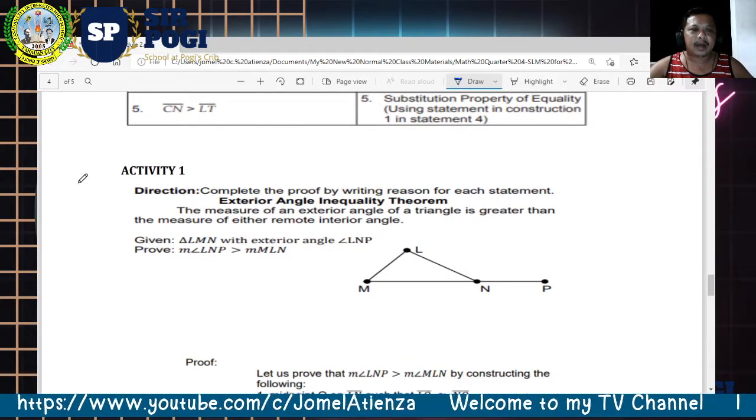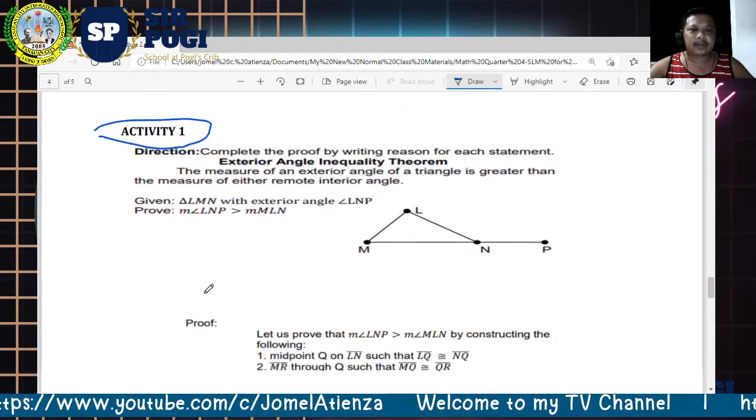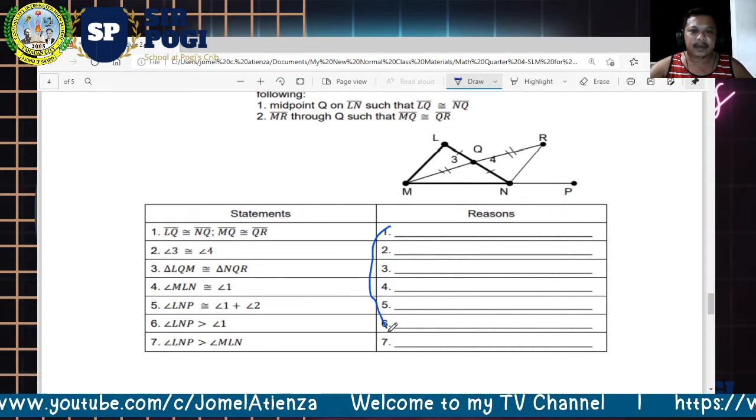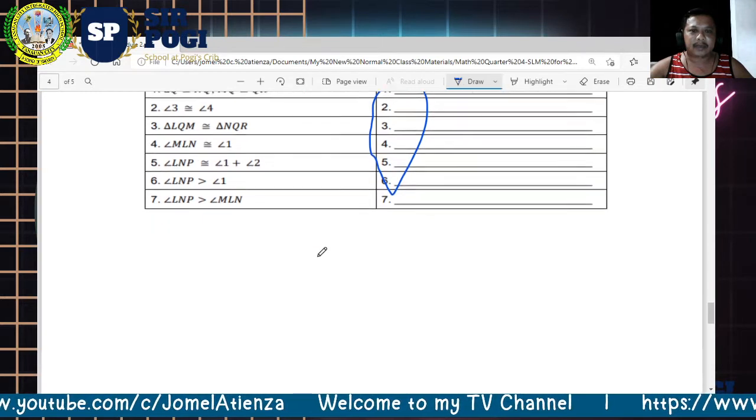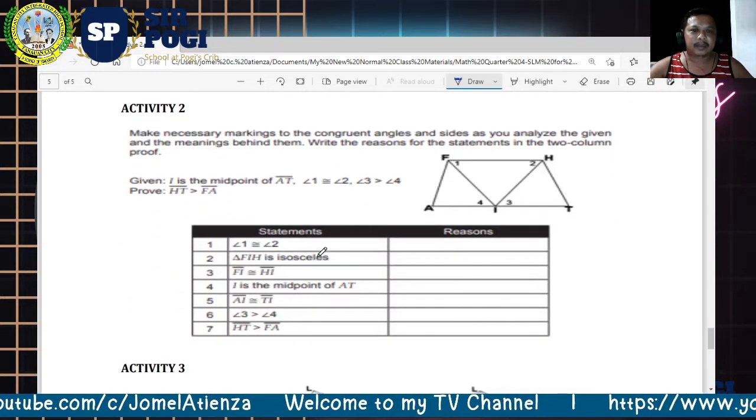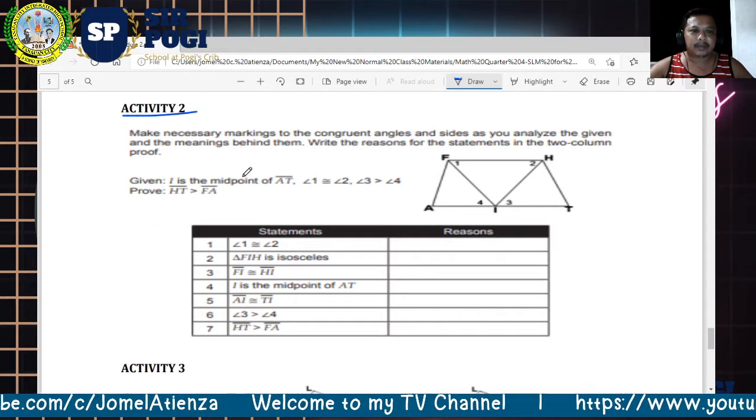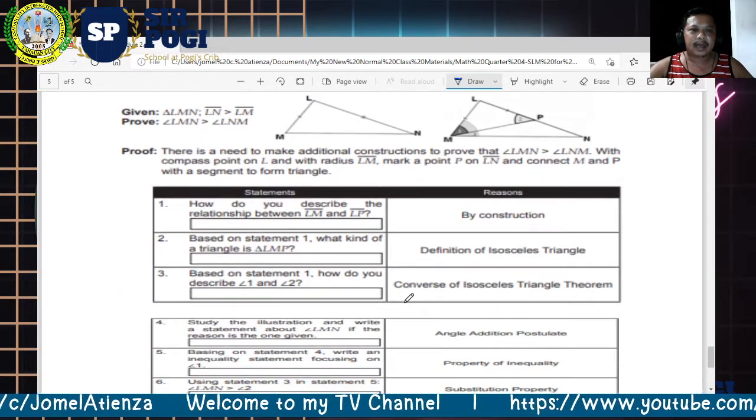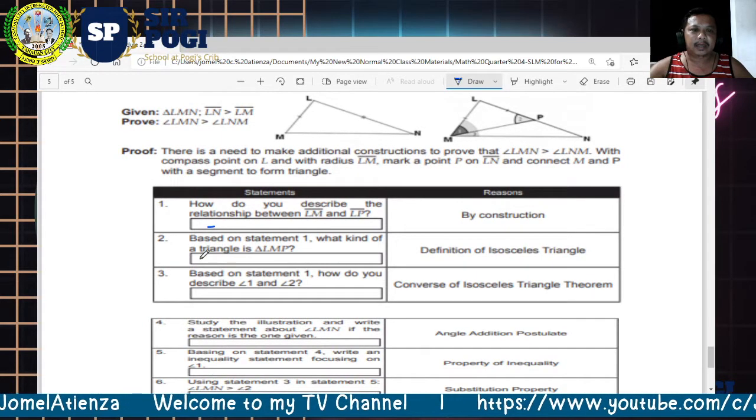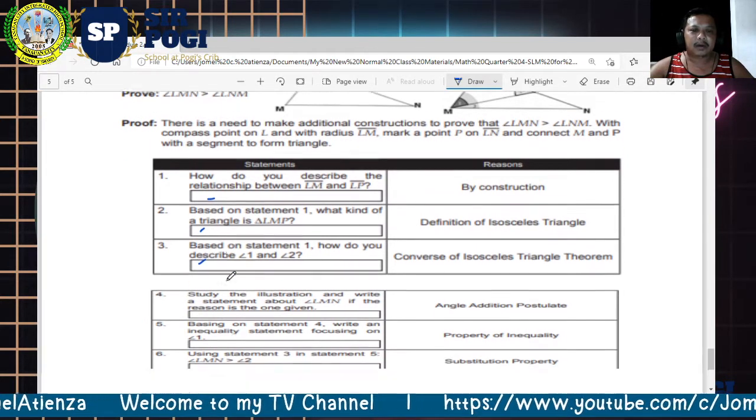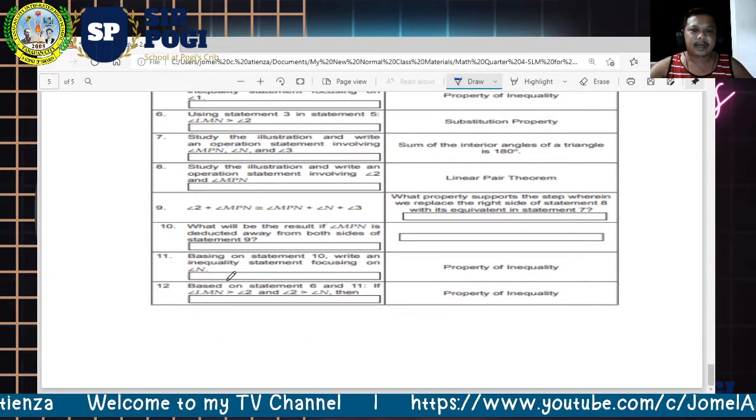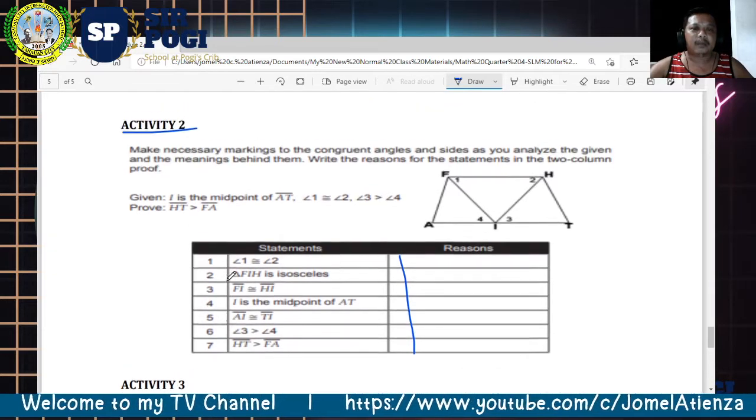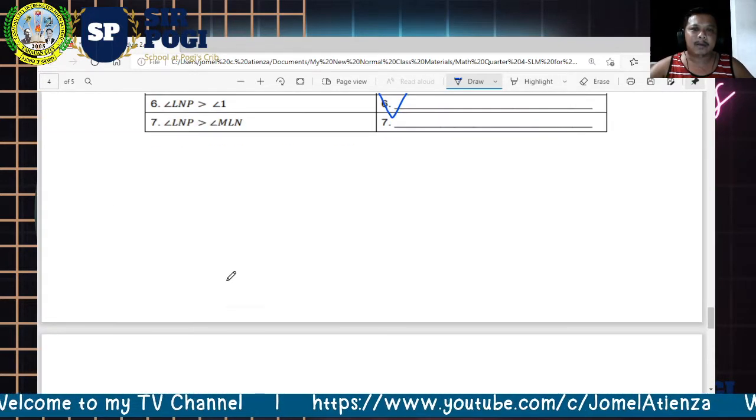For activity number 1, we are going to complete these 7 reasons. For activity number 2, complete all the reasons once again. Then activity 3, fill in the blanks of the table. That's all for our week 2 of our 4th quarter module.